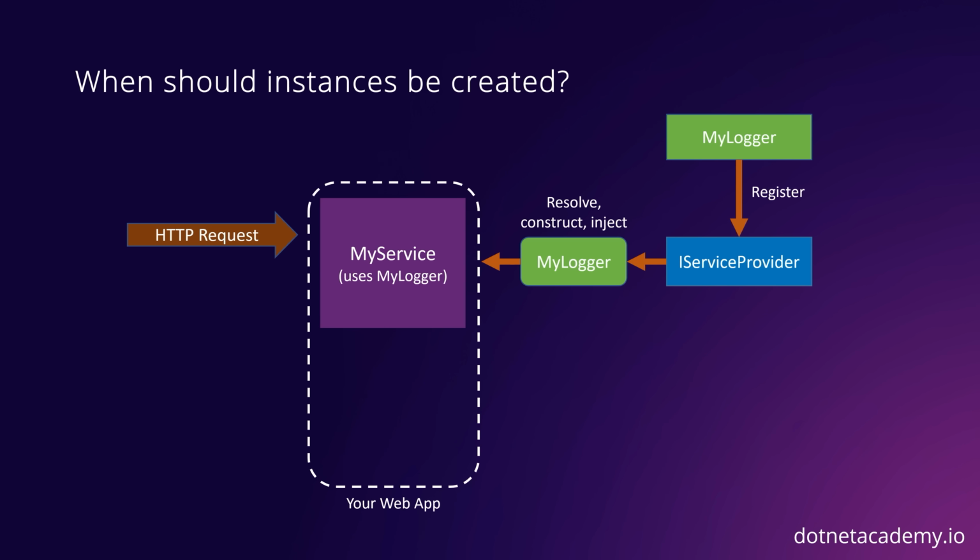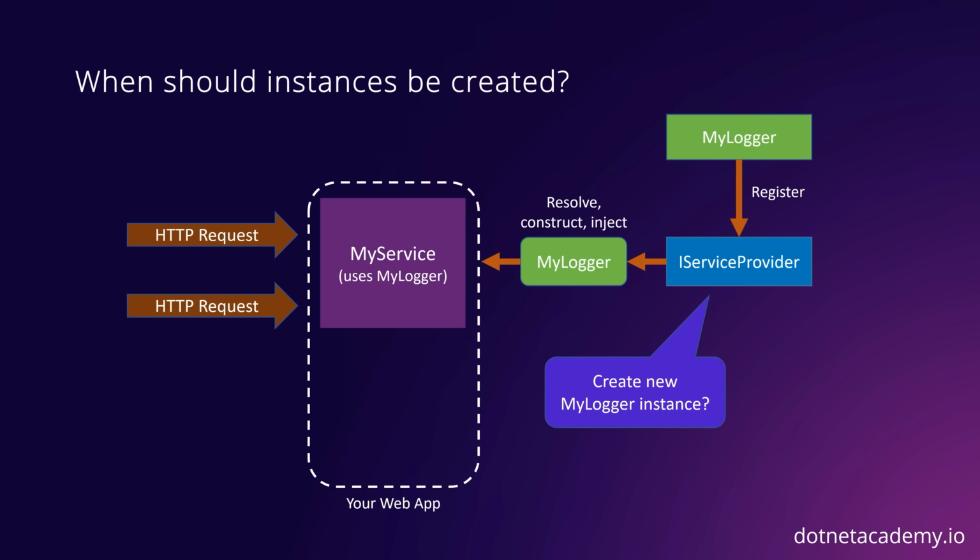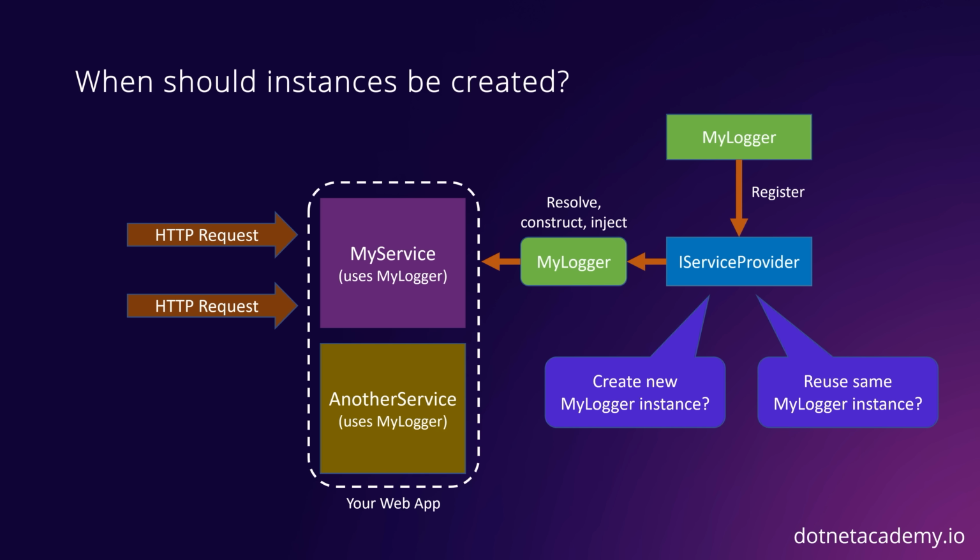What is not clear is what happens when a new request comes in. Should IServiceProvider create a brand new myLogger instance for the new request? Or should it reuse the same instance? What if another service that also has a dependency on myLogger needs to be created in response to a new request? Same myLogger instance or new myLogger instance? The answer to this lies in the service lifetime, which you configure when you register myLogger with IServiceProvider. There are 3 available service lifetimes, so let's take a look at each of them.